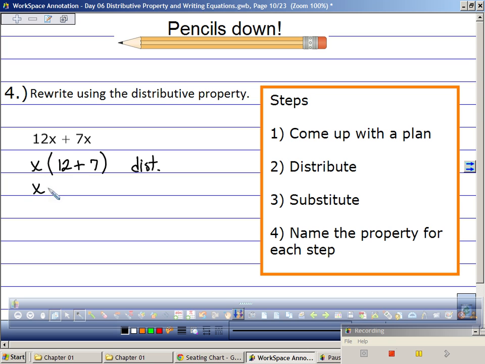So now I have 12 plus 7 is 19, which was substitution. And now I'm going to say, well, I don't normally say x times 19. I normally say 19x's. What property was that?